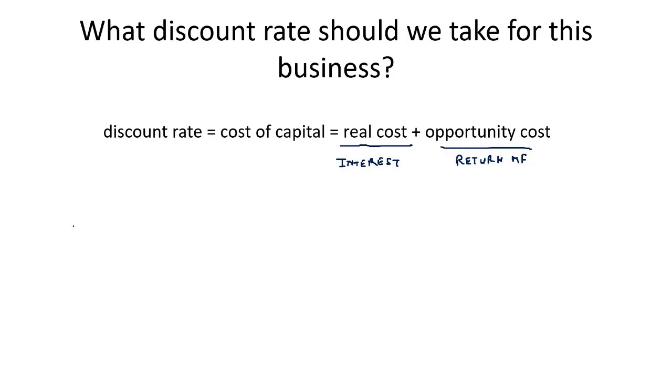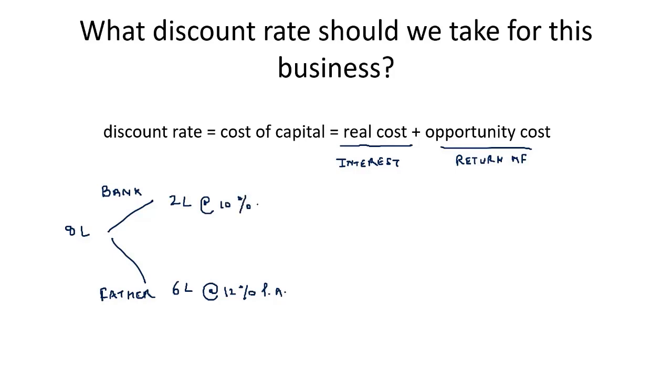So let's say you decide that you want 8 lakh rupees, but you decide that 2 lakh rupees you will get from your bank, because you cannot afford to pay so much interest on an ongoing basis, and your father decides to give you 6 lakh rupees. I'll just write it down here that this money is given by your father and this money is given by your bank, right? And let's say we arrived at 12% per annum as the opportunity cost for this, and in this case we said that 10% per annum is the interest cost.